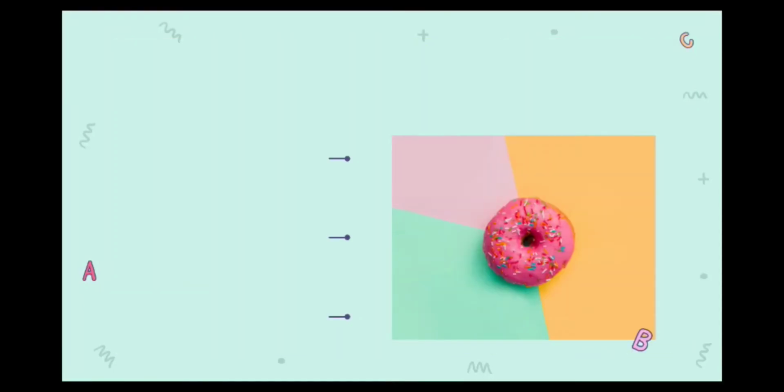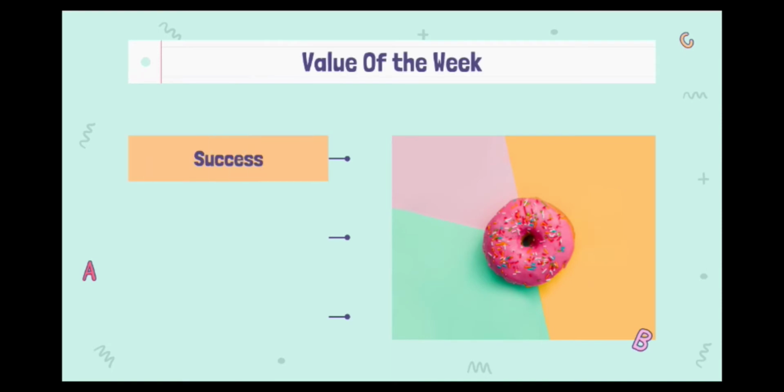Bismillahirrahmanirrahim. Value of this week is discipline. And here is the quote: success starts with self-discipline.